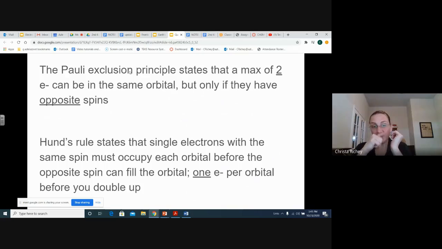Hund's rule says if you have multiple orbits, like the P, the D, and the F, that each orbit gets 1 before you come back and double up with the opposite direction. And none of this is making sense until I show you how to do it. So Aufbau, lowest energy first. Pauli, no more than 2 per orbit. They must be opposites. Hund's, each orbit gets 1 before you double back up with the opposite spin.